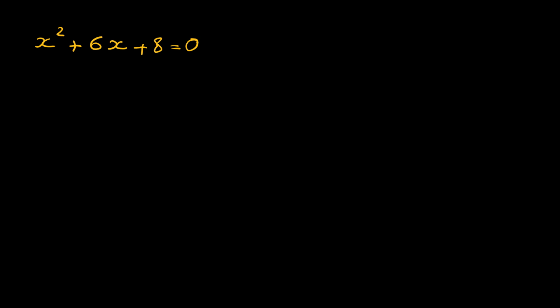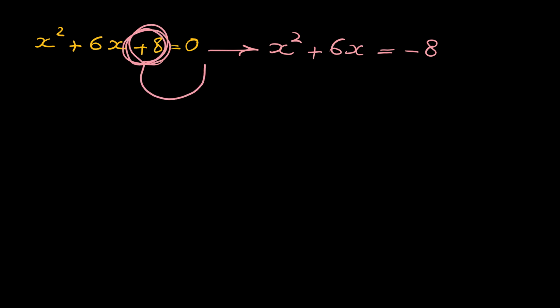The first step in the completing the square method for solving quadratic equations is to get rid of this constant from the left side of the equation. So we have to move this constant to the other side. For example, here in this example, we have to subtract 8 from both sides of the equation, and then we have x to the 2 plus 6x equals negative 8. In other words, we move this constant to the other side. But because it goes from left to right, 8 becomes negative 8.